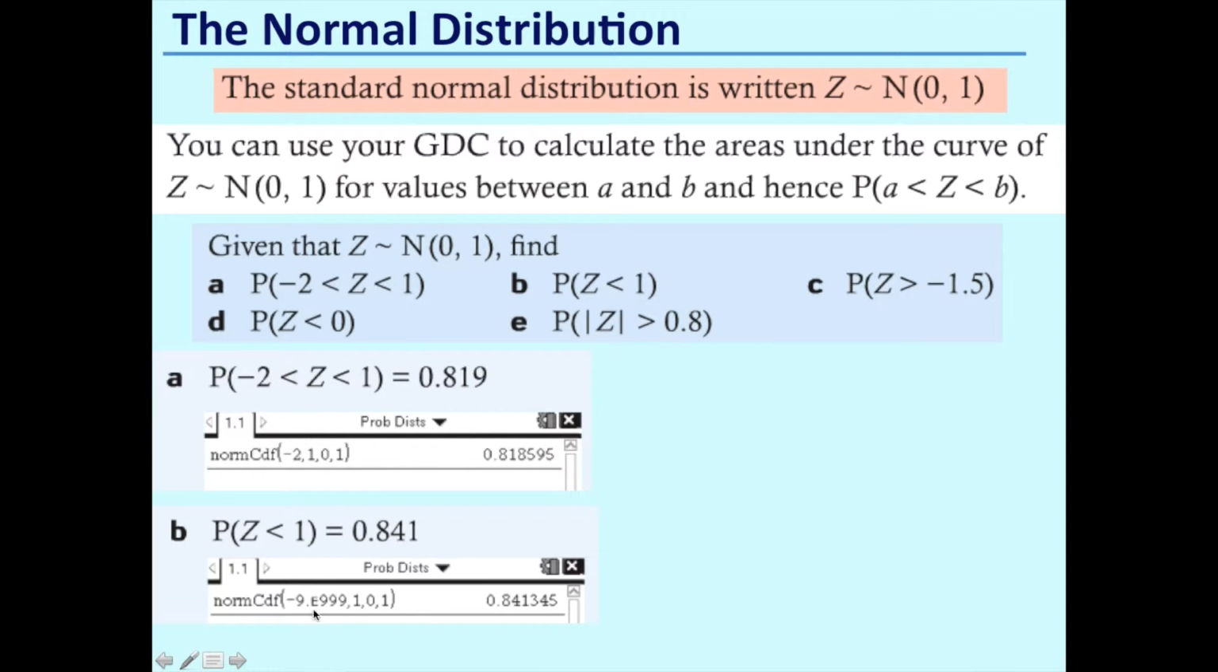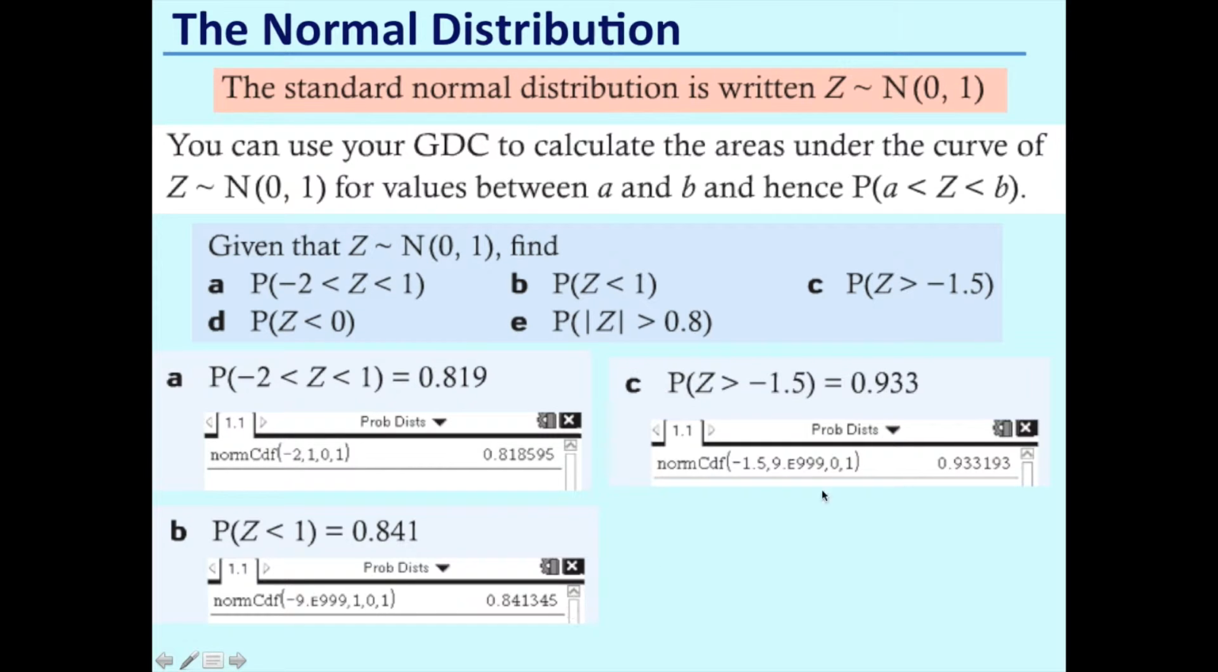If you have a question like this, find the probability that z is less than 1, you need to enter a lower bound. We know it goes on to negative infinity. You just need to enter a really large negative number here, so -9 to the E999. Upper bound is 1, the mean and standard deviation as before, and that gives an answer of 0.841. Similarly, greater than -1.5, you would just do -1.5 as your lower bound. Your upper bound would be a really large number. These two as before.